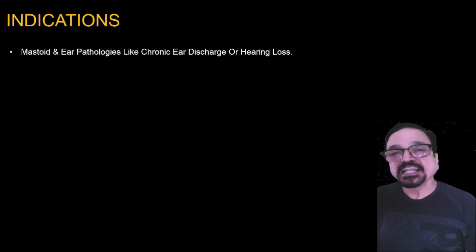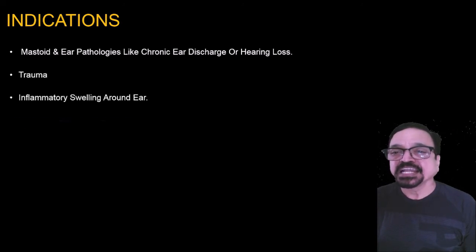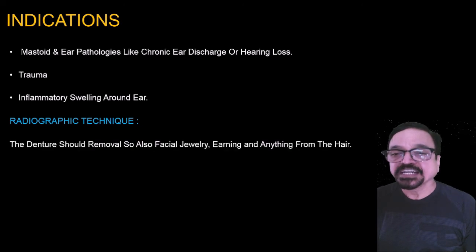Now let us come to mastoid by AP projection. Why mastoid by AP projection? In AP you can get a symmetrical view. Now why symmetrical? You can compare both the mastoids, right and left. So if you want to compare the right side and left side of the mastoid in a single projection, you will have to go for an AP projection. It will give you a symmetrical view. Mastoid and ear pathologies like chronic ear discharge or hearing loss are the indications, then trauma, then inflammatory swelling around the ear.